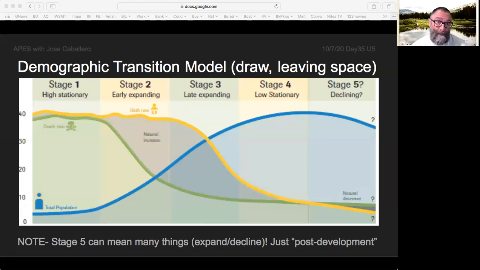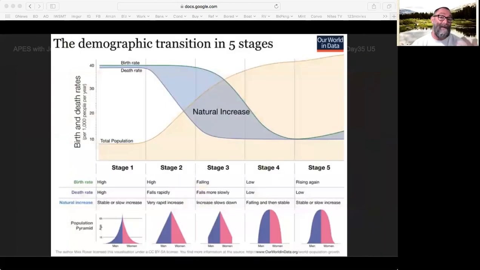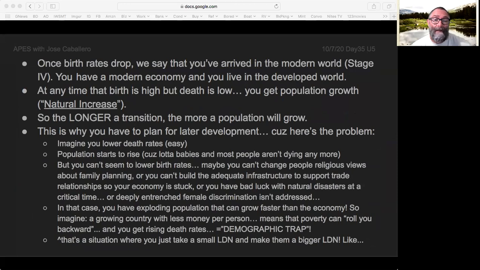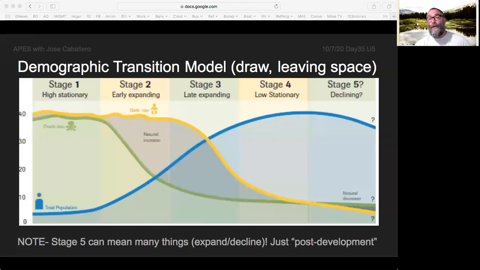You can pause to draw this. You'll need the basic shape, and I'll be adding notes on top of that. So you'll make something like this. And then you'll add some other stuff like this. So you may want to pause just to draw this part. And stage 5 can mean different things, so I'm not sure that you'll need that part. But 1, 2, 3, 4 is important.